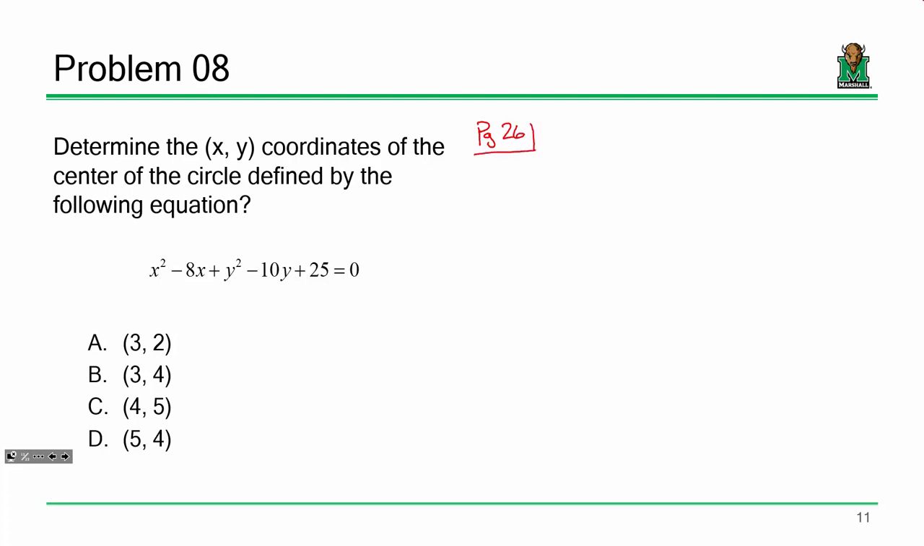Okay. The reason why I'm wanting you to turn to page 26 is because it involves what's going on with this problem. This problem says determine the xy coordinates of the center of the circle defined by the following equation. So we have x squared minus 8x plus y squared minus 10y plus 25 equals 0.